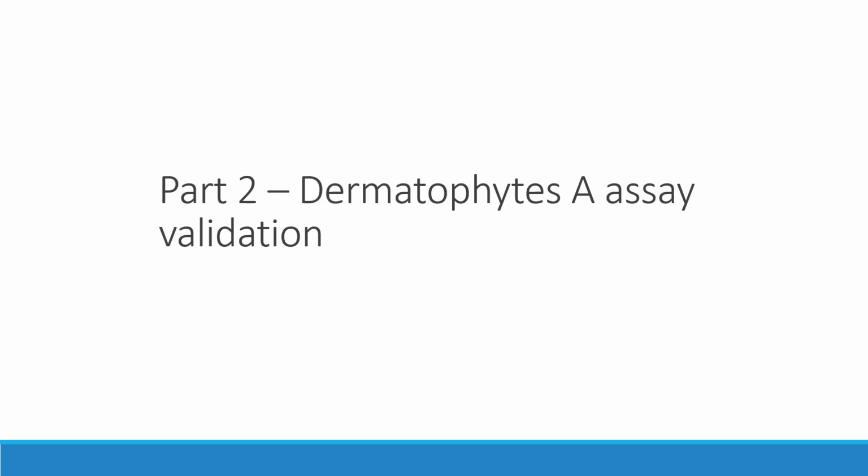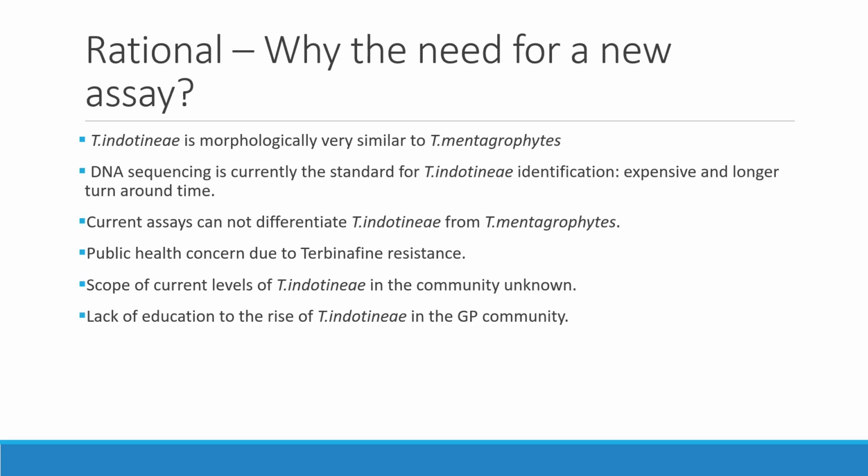As you've already seen, Trichophyton indotineae is morphologically very similar to Trichophyton mentagrophytes. You would not be able to reliably call an isolate cultured Trichophyton indotineae from its morphological characteristics alone. The current assay available cannot differentiate Trichophyton indotineae from Trichophyton mentagrophytes either, resulting in DNA sequencing being the current gold standard for Trichophyton indotineae infections. However, this means it is more expensive and has a longer turnaround time than a commercial PCR assay.